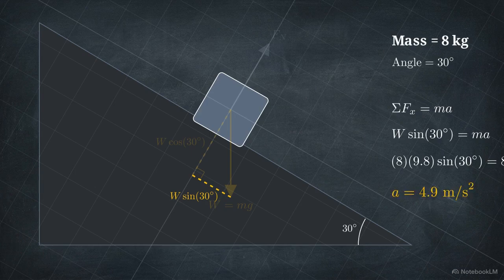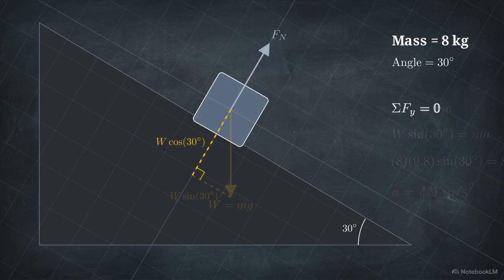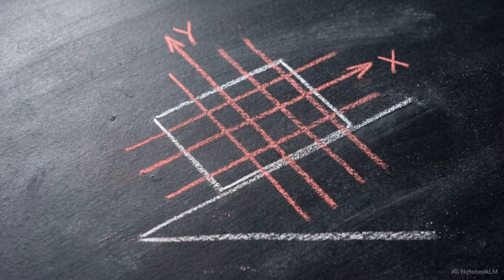On the y-axis, there is no motion. The box isn't lifting off or sinking into the ramp, which means the normal force must exactly balance the component of weight pushing into the surface. Rotating the coordinate system allows us to take a complex two-dimensional movement and solve it using simple one-dimensional equations.